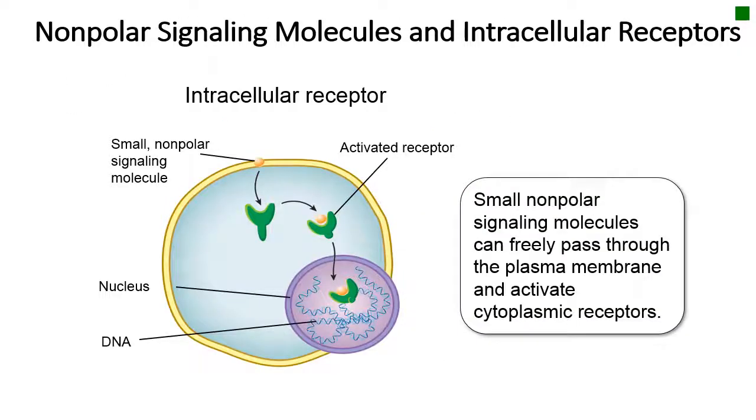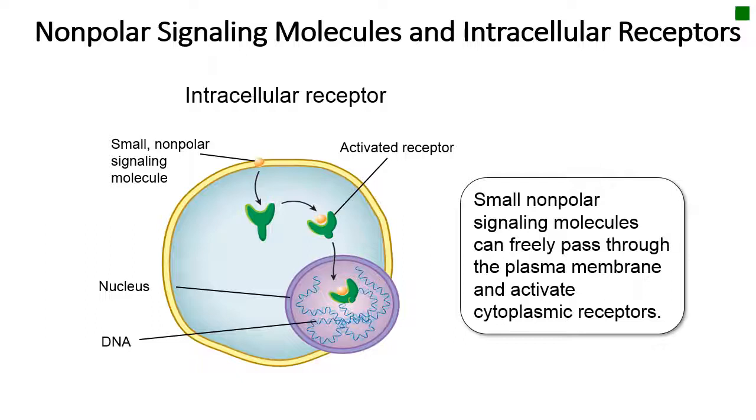Signaling molecules can be either polar or nonpolar, and receptor proteins can be found either intracellularly or on the cell surface. When signaling molecules are small and nonpolar, they are able to pass through the hydrophobic core of the plasma membrane. This means that they do not need a receptor molecule on the outside of the cell, but can instead diffuse into the cell through simple diffusion and interact with an intracellular receptor protein.